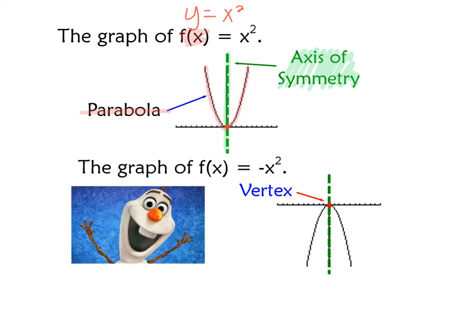And then our vertex is going to be either the highest or lowest point on that graph, and it's kind of where the graph starts. And if you look down here, this is the graph of negative x squared, and it's just flipped downward.